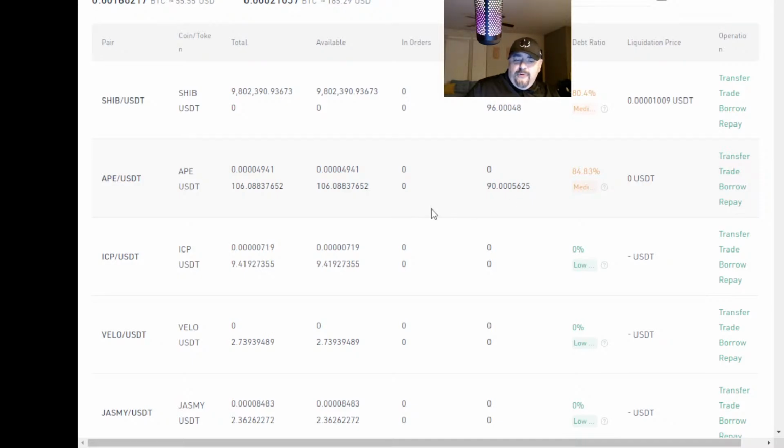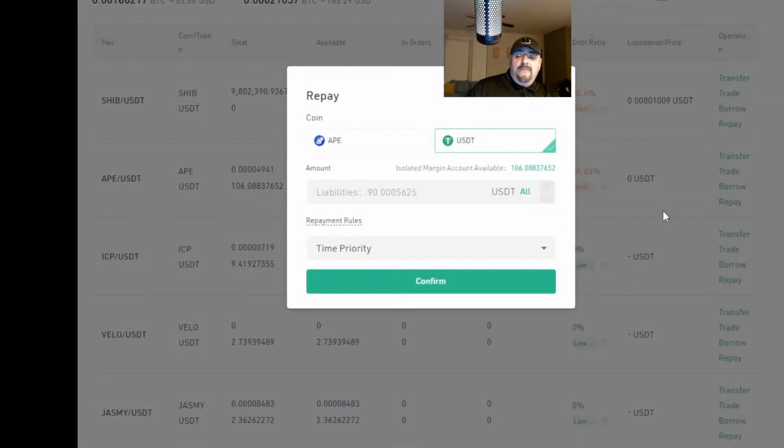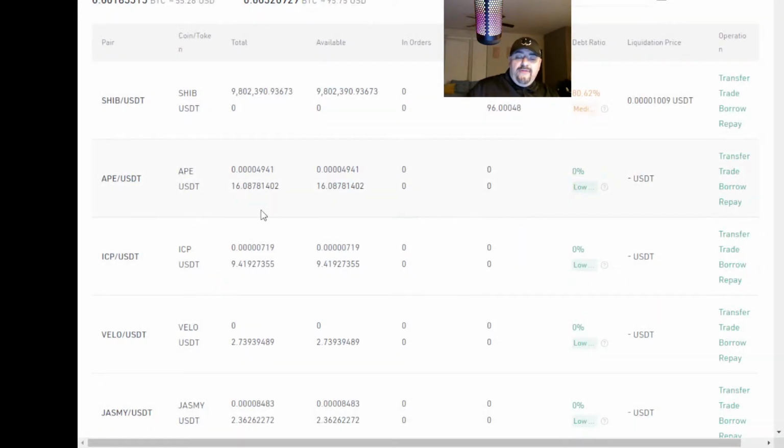All right, so here's ApeCoin, right? So now we started with $10 of ape, and now we have $106 of USDT. Now, the thing is, I don't think we're doing any longs right now on ape. We're going to short ape. So we're going to go to USDT. We're going to repay what we owe. Boom, right? So we got $16. So we went from $10 to $16.